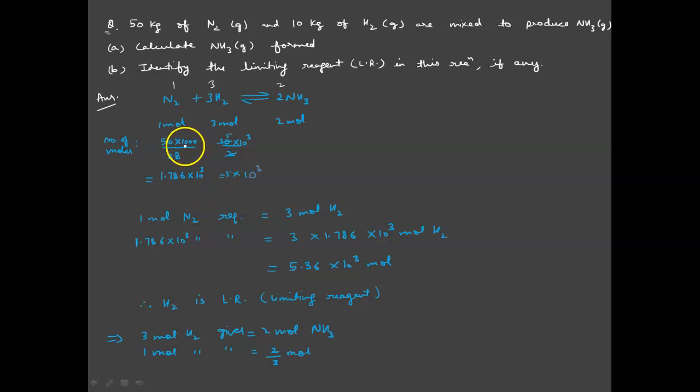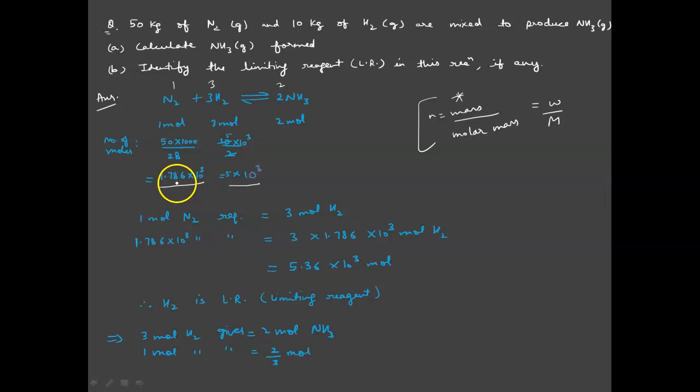Here we have 50 kg. So 50 into 1000 gram divided by 28, its molar mass. So number of moles equals mass upon molar mass, you know the formula. Using this formula, we will calculate its moles, this and this.